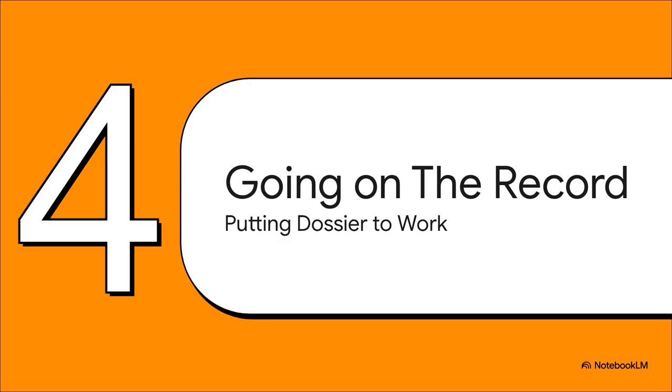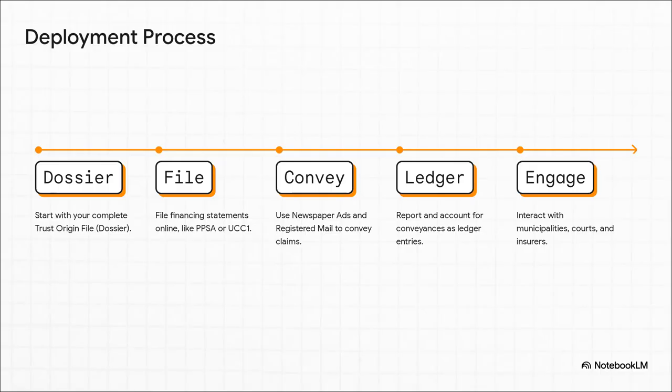So you've built your administrative toolkit. Now what? Well, the next phase is all about putting that dossier to work. It's about taking very specific actions to get your trust officially on the record. And as you can see from this timeline, this isn't just a one-and-done thing. It's a process. You draft the dossier, then you file your notices, and then comes this really key step they call conveying the claim. This is basically you formally notifying the world about your trust, using things like registered mail for direct notices, and even putting ads in the newspaper for public notice. The key is that every single one of these actions is logged in your ledger, creating this perfect, unbroken chain of evidence before you ever go to engage with anyone else.